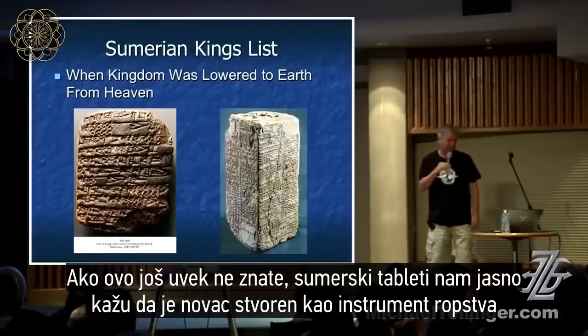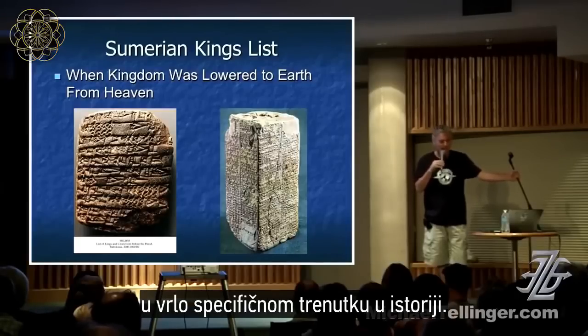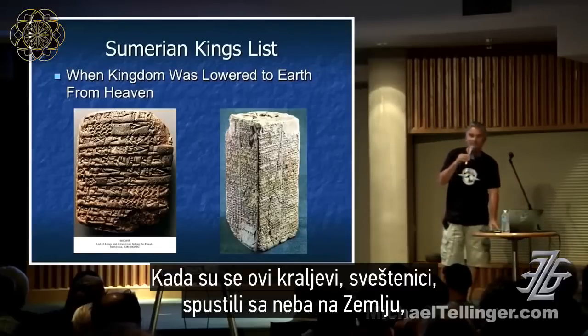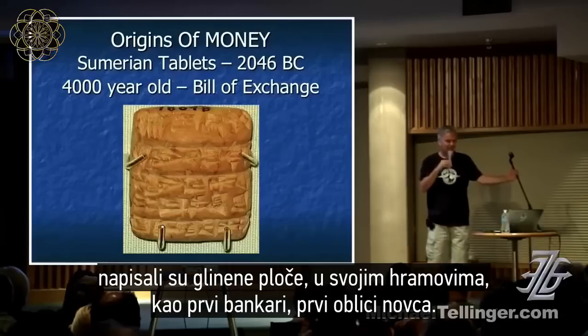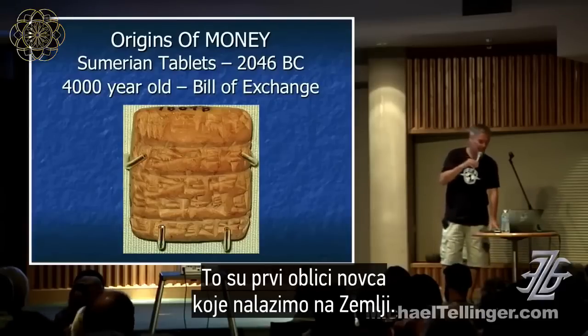And if you don't know this yet, the Sumerian king's tablets tell us very clearly that money was created as a tool of enslavement at a very specific point in time in history. It's when these first priest kings descended from heaven to earth, and these first priest kings created the form of writing. They wrote their clay tablets, and they issued their clay tablets from their temples as the first bankers, as the first forms of money. These are the first forms of money we find on earth.